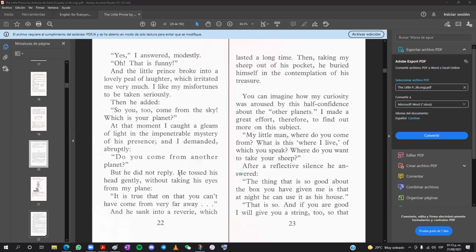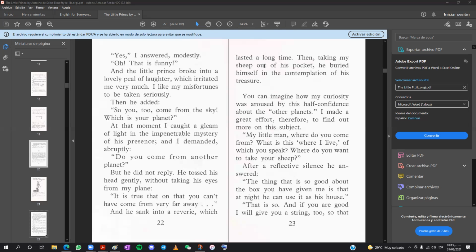But he did not reply. He tossed his head gently without taking his eyes from my plane. It is true that on that you can't come from very far away. And he sank into a reverie, which lasted a long time.